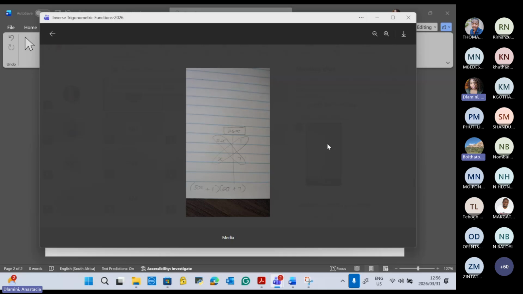Once that is confirmed, those are the factors you're going to use for your brackets. You write open bracket, put in the 5x, and then what is across it, which is the 1, so plus 1. You close the bracket. Then you open a new bracket, write the x, and then what is across from it, which is the 7, so plus 7. So that's the easier way to go about it.